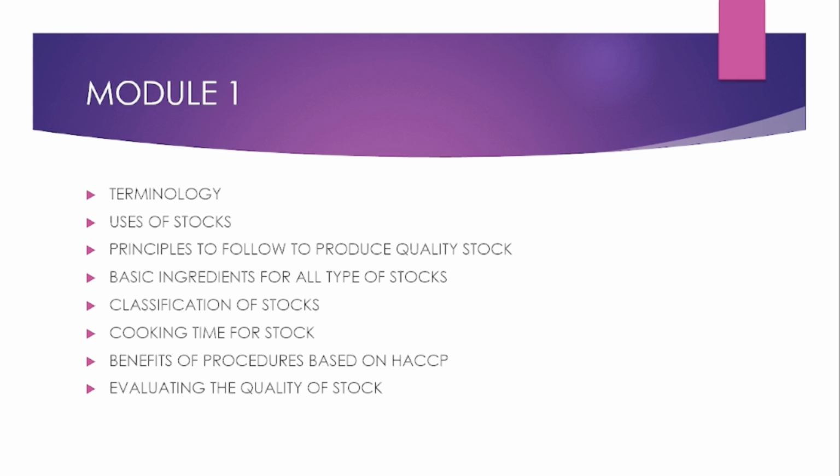So evaluating the quality of stock now. What are we looking at? What are we checking? What are we comparing? So number 1, the point under evaluating is flavor. We are checking for flavor. Number 2, we're checking for color. Number 3, we're checking for aroma. Number 4, we're checking for clarity.